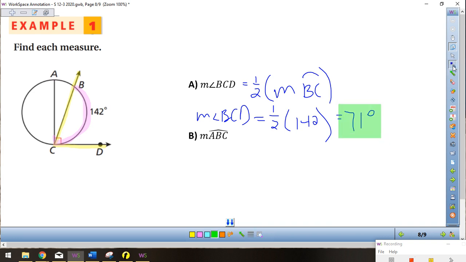Now let's do the opposite. Now it's asking for the measure of arc ABC. So I want this entire arc right here, ABC. Well, if the angle is half the arc, then the arc has to be double the angle. So that means my angle ACD is 90, which means it's double that, so my arc ABC is 180 degrees. And you can tell that that arc is going to be half of your circle, which is 180 degrees.